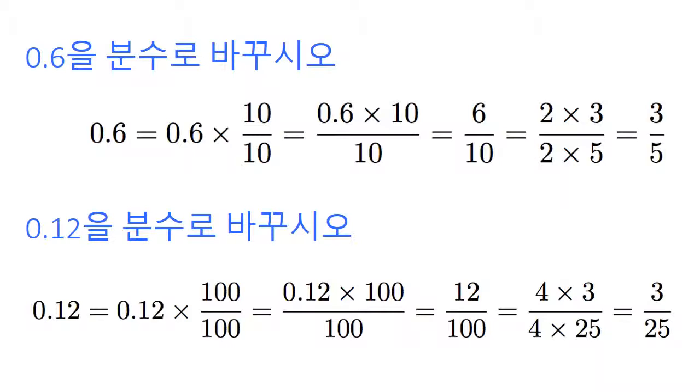Next one is to convert 0.12 to a fraction. The 2 is in the hundredths place after the decimal, so we're going to multiply 0.12 times 100 over 100. This gets us 12 over 100, and when we simplify this, we get 3 over 25.